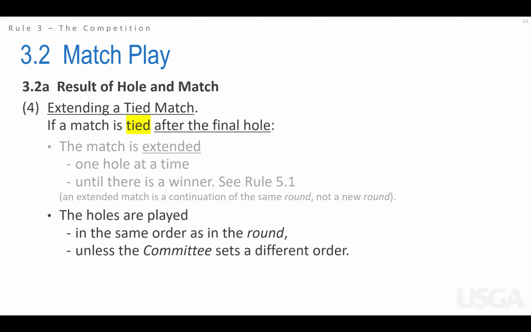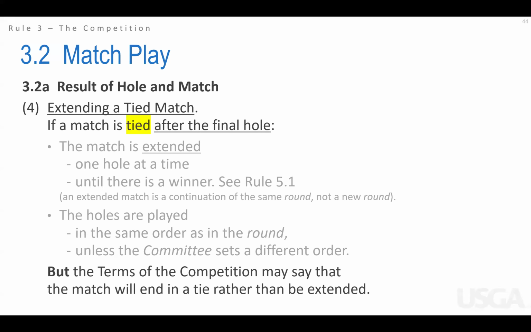Typically, we're going to play the holes in the same order as we did in the round. That might be 1 through 18, 10 to 18, then 1 through 9, whatever that order might be, unless the committee sets a different order. This is really common if we can't go back to 1, or if the easiest way is just to go back to 18. Whatever that might be, if the committee says there's a different order, that's what we're going to do.